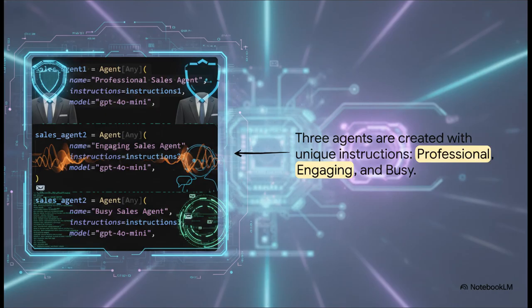So if we look at the code for step 1, you can see 3 different agents being created. And what's so cool is how each one gets its own unique personality, right there in the instructions. You've got a professional agent, an engaging one, and even a busy one that's designed to be super concise.